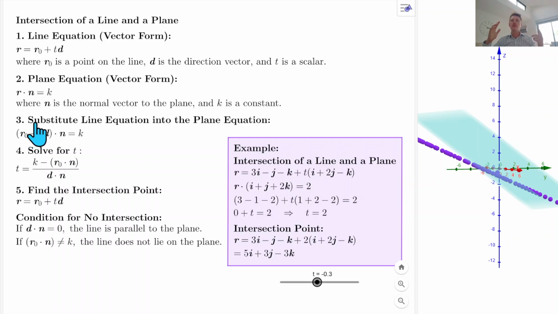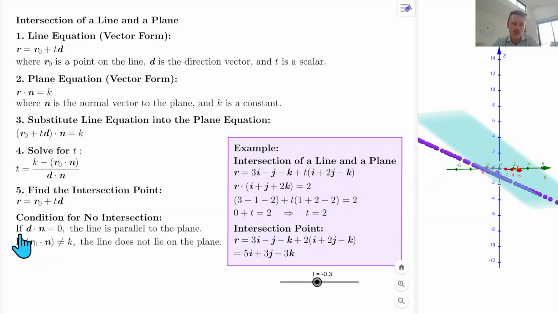If the line and the plane intersect, then they'll be equal at that point, right? So we substitute the line equation into the plane equation. So we take this and we sub it in here for r, okay? And then rearranging that, we know that the dot product has similar principles to multiplication, so we can rearrange things and we get this. And then once you've found t, you sub that back in to find the intersection point.